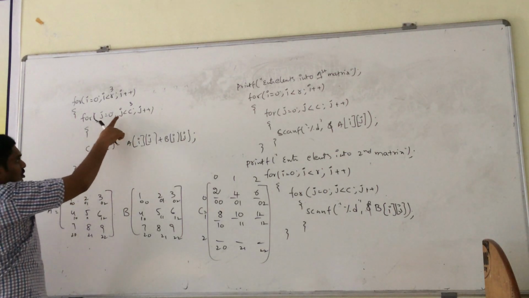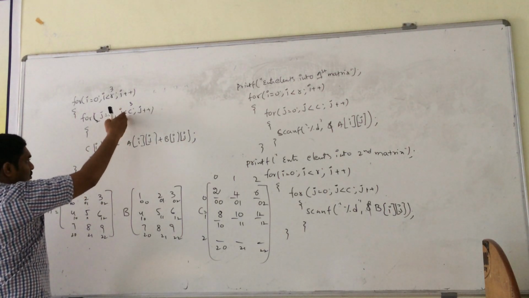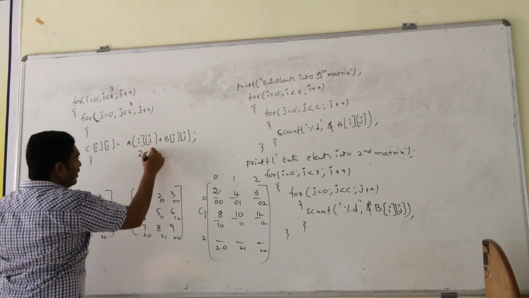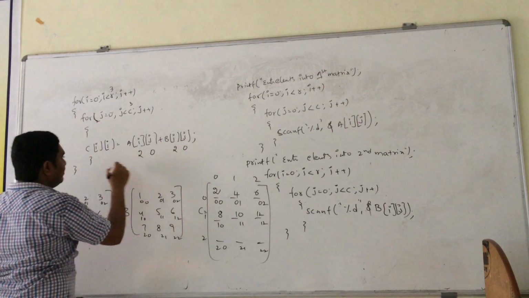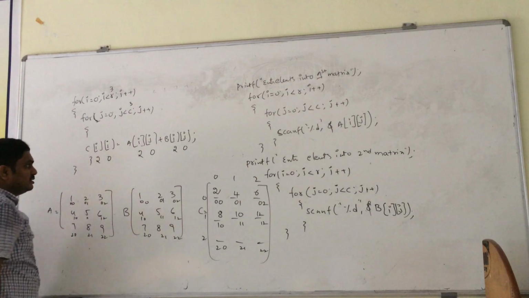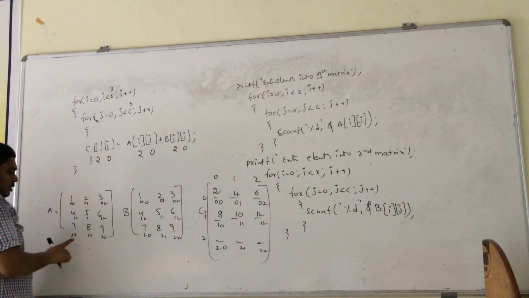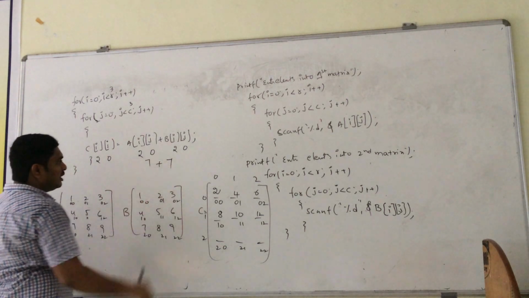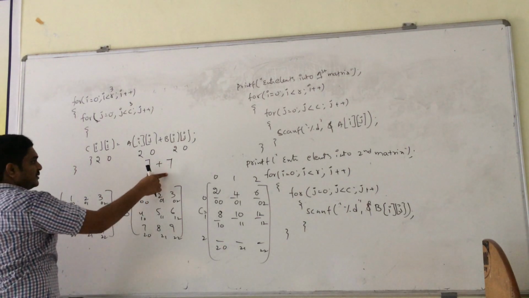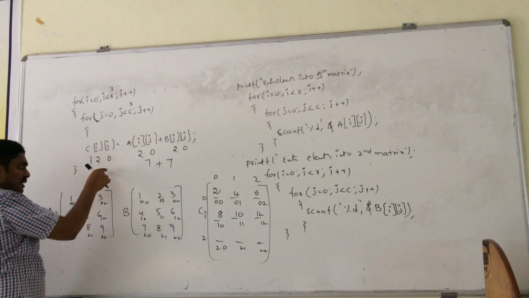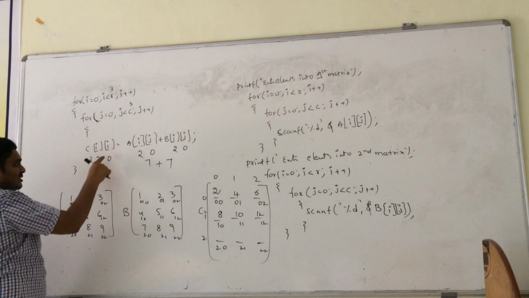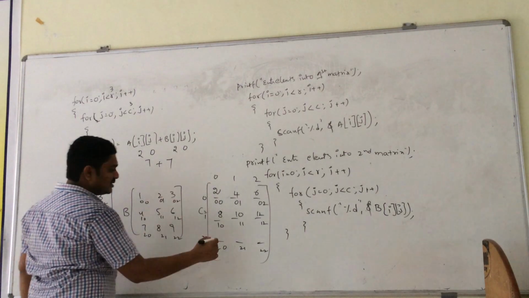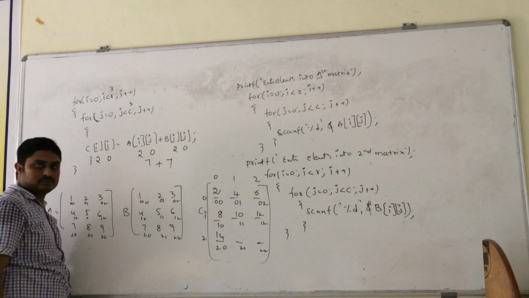J is equal to 0, 0 less than 3, condition true. It enters into the loop. Here I value 2, J value 0. So A of 2 0 element is 7 and B of 2 0 element is 7. These two are added and stored in C of ij, that means C of 2 0. C of 2 0 position is there, 7 plus 7, 14.